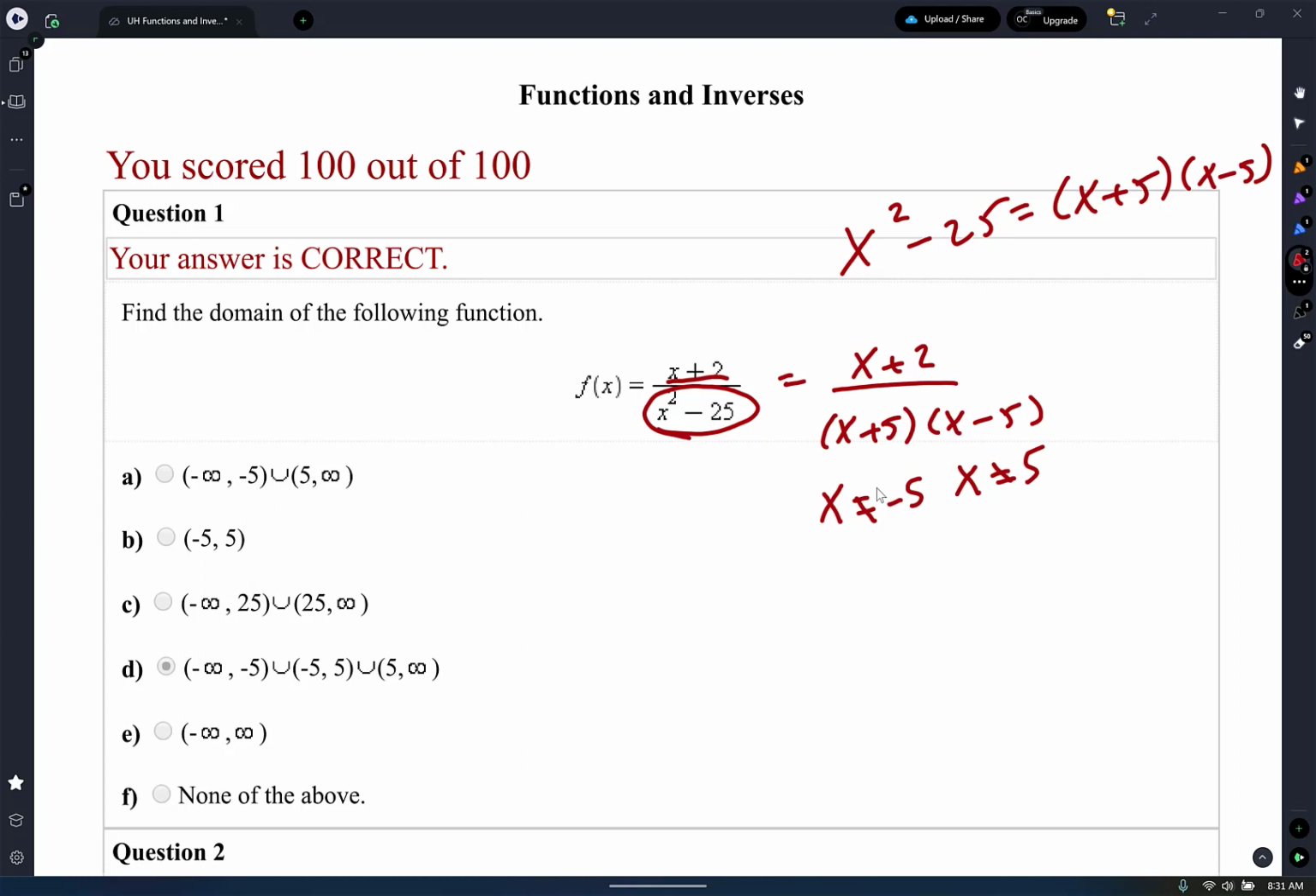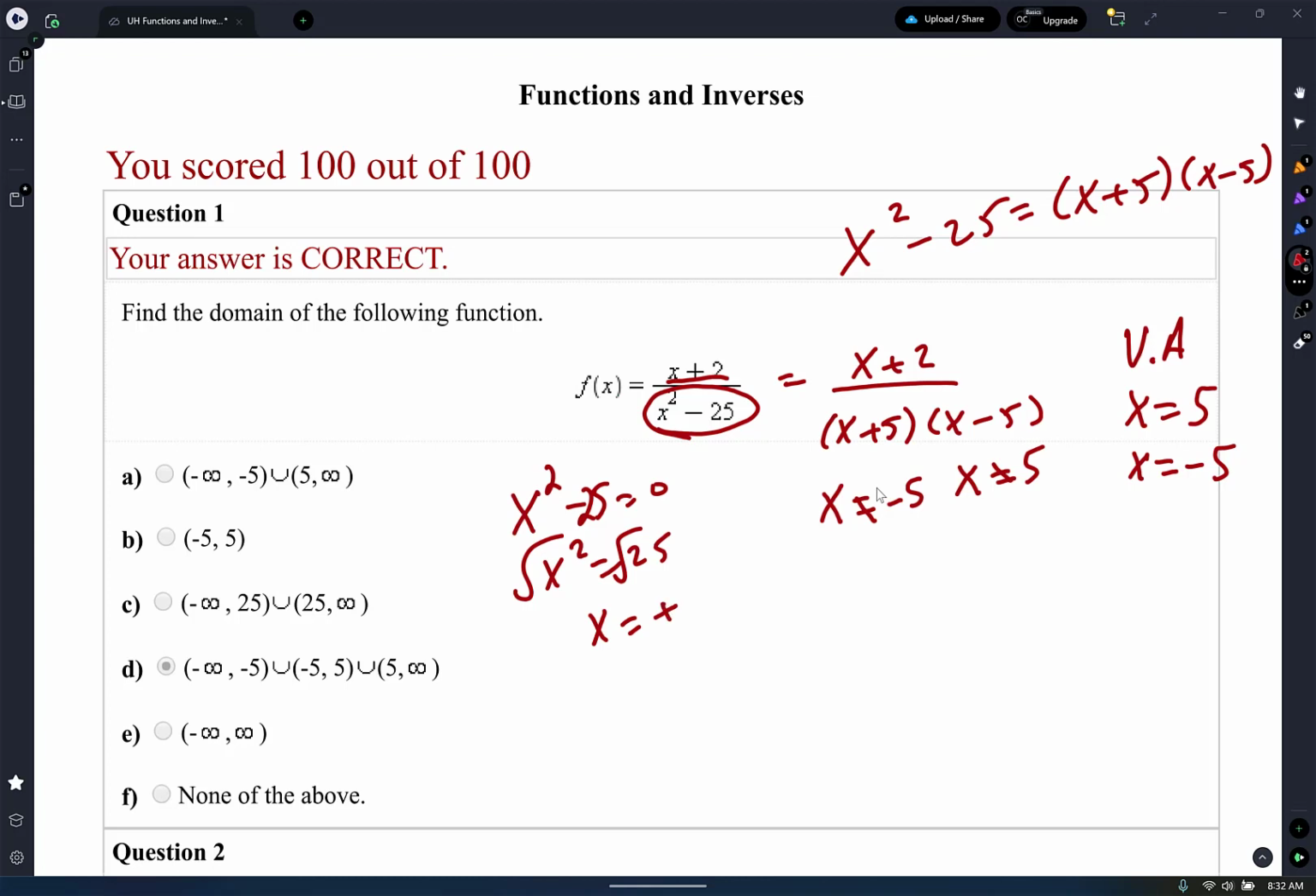Does that make sense? By the way, this is just for notes. Vertical asymptotes, you have vertical asymptotes at 5, and you have a vertical asymptote at negative 5. And I know some of you are saying, did you have to do the difference of squares? No, you could have just said wherever x squared minus 25 equals 0, x squared equals 25, square root, x equals plus minus 5. And you get the same answer anyways.